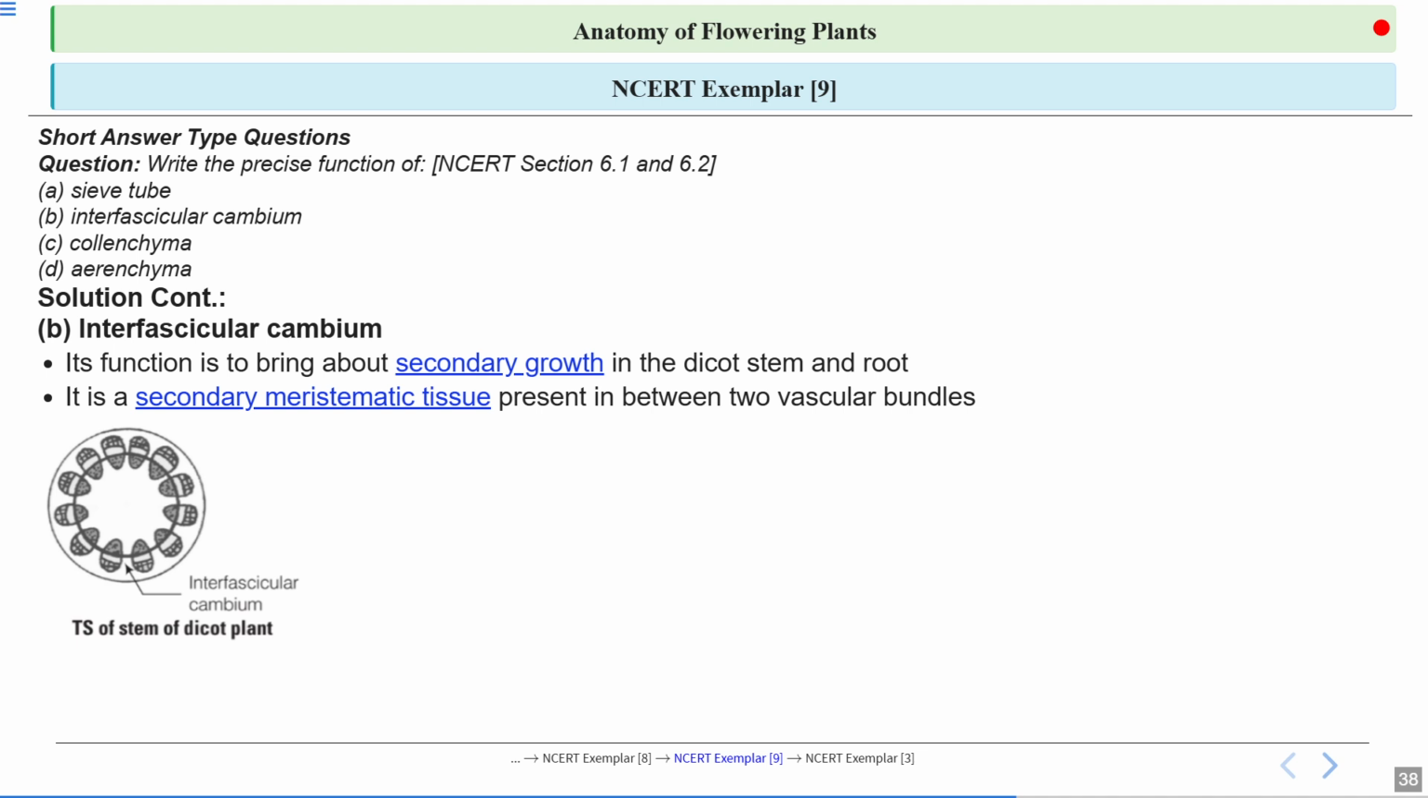Here you can see the vascular bundles are arranged circularly. Between the two vascular bundles you can see there is a line, and that is the cambium. The cambium inside the vascular bundle is called intrafascicular cambium, and the cambium ring between the two vascular bundles is the interfascicular cambium.